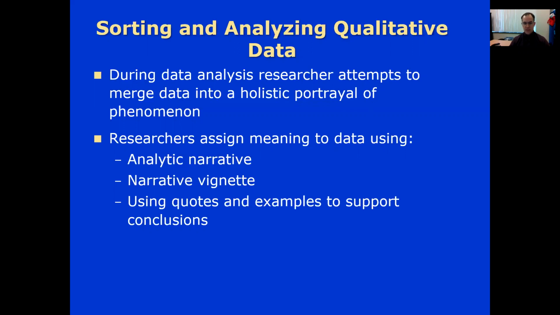Another aspect is you have a narrative vignette, which is more of a detailed explanation of how the participants felt or what they said or what they did during the phenomenon. This provides some meaning to the data. And they can do this using quotes or examples to support conclusions. So they may highlight a particular quote or provide some examples that were made by the participants. But all of these are ways to sort and analyze the qualitative data so it can be interpreted.